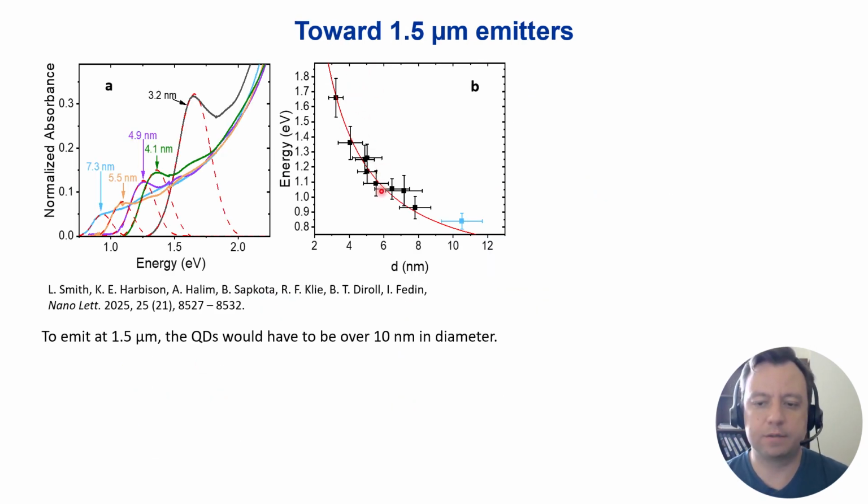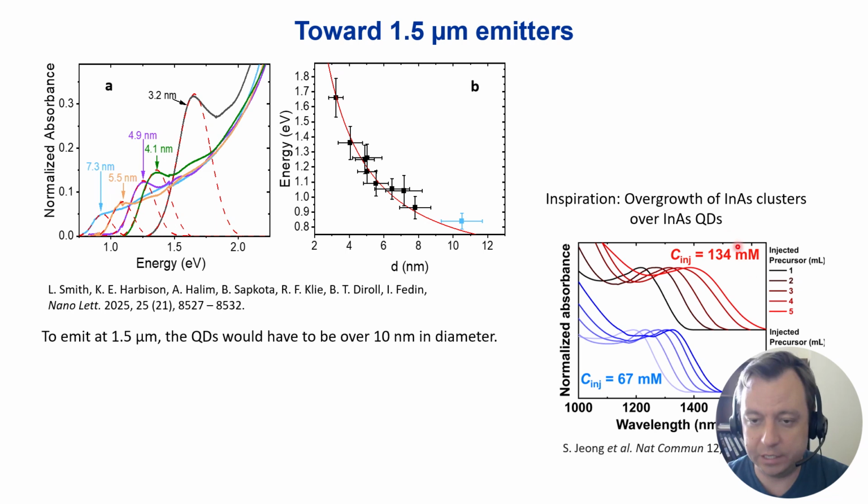We were able to synthesize quantum dots in a range of sizes and construct the sizing curve, which is handy because it allows us to determine the size of the dots without measuring microscopy every time. We also saw, from the sizing curve, that to emit in the shortwave infrared, the quantum dots would need to be larger than 10 nanometers in diameter. One way to achieve it is to overgrow clusters, which was previously reported in the literature, including for indium arsenide.